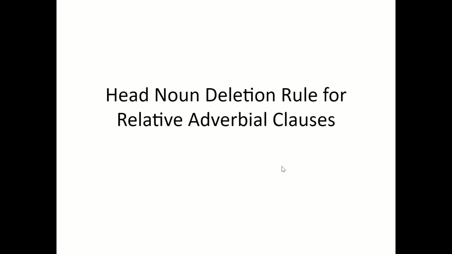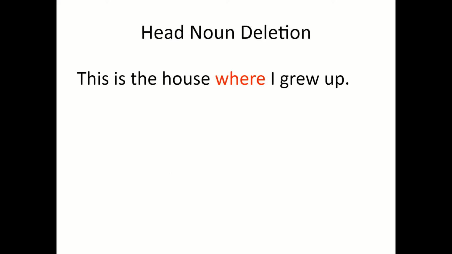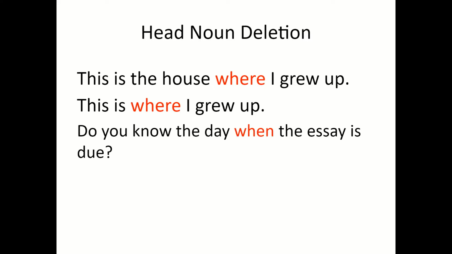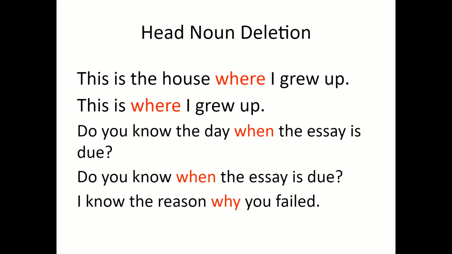There's also a head noun deletion rule for relative adverbial clauses, which means when the relative adverb and the noun are next to each other and they mean the same thing, we can get rid of the noun. So this is the house where I grew up can become this is where I grew up. Do you know the day when the essay is due? Do you know when the essay is due? I know the reason why you failed. I know why you failed.